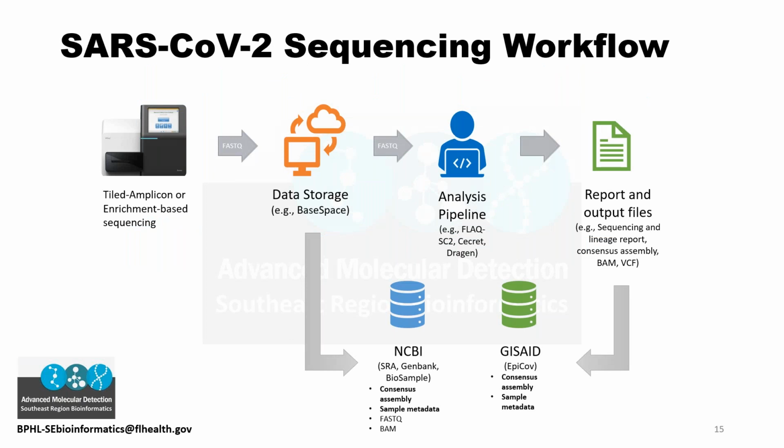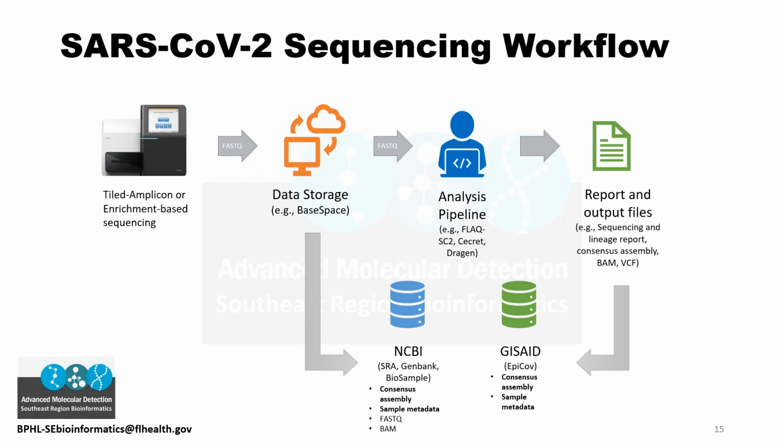So I want to walk through just the general SARS-CoV-2 sequencing workflow, what kind of data you're getting out from that, and what data is recommended for submission. Most labs are doing a tiled amplicon or enrichment-based approach. Many labs are doing Arctic-based sequencing using the Arctic primers, but there are some other kits out there on the Illumina platforms, and some people are doing MinION nanopore sequencing. So you get your FASTQs from that.